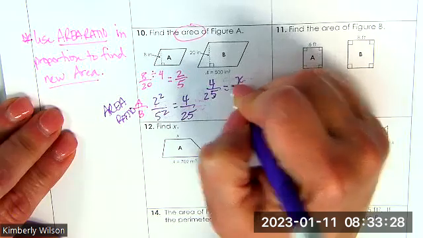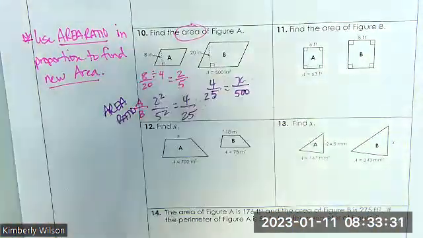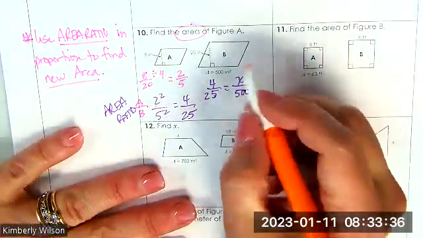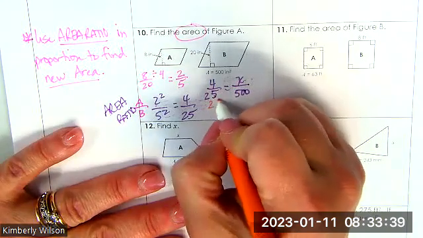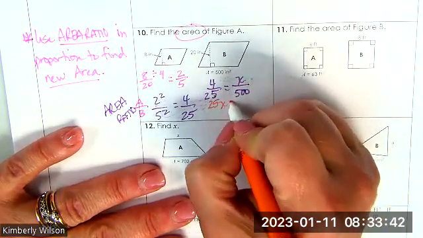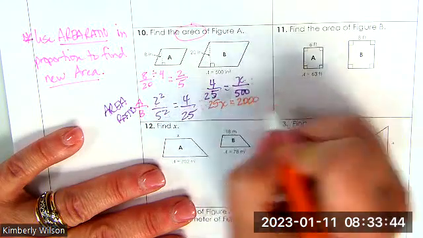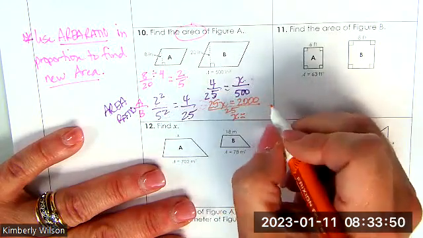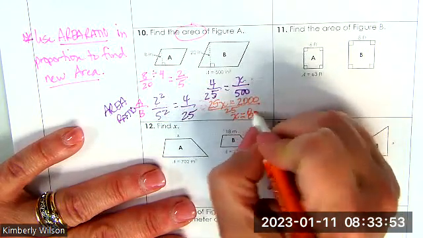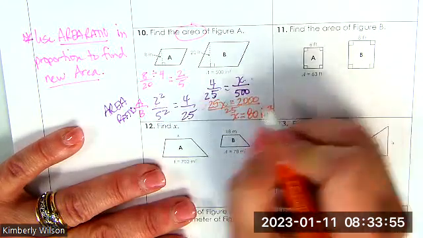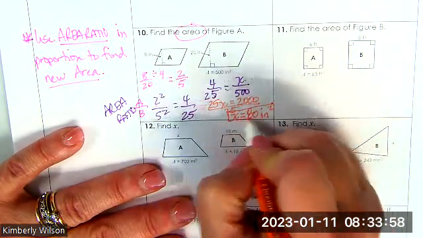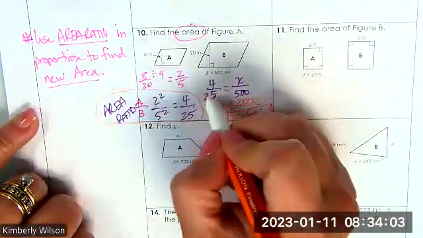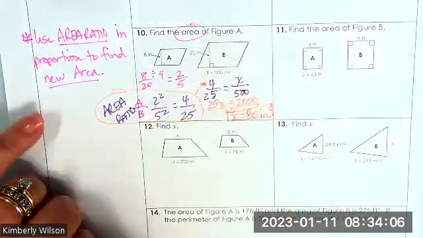4/25 equals x over 500. And now I can either cross multiply or I can see, yeah, I'm going to cross multiply. That makes my life easier. So I have 25x equals 2,000. Divide by 25, and x equals 80 inches squared. And again, the thing to remember here is we have to do this area ratio in the proportion because I'm finding the area.